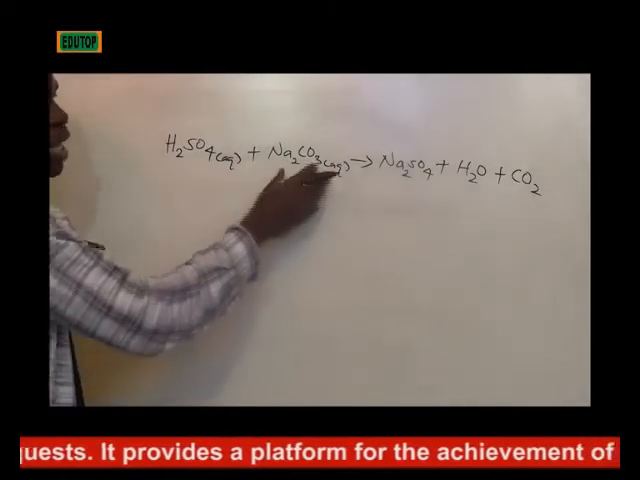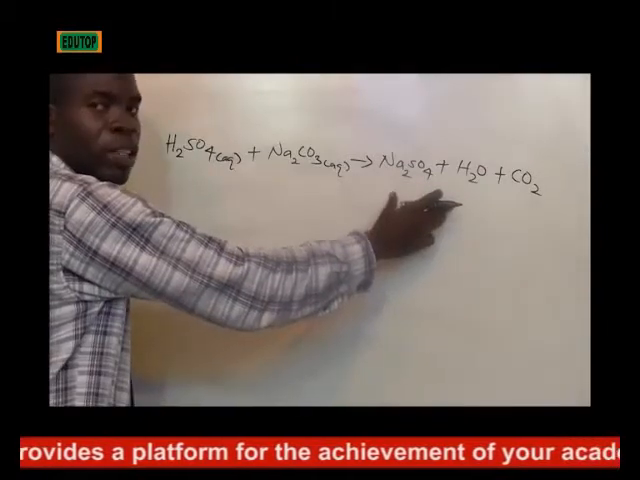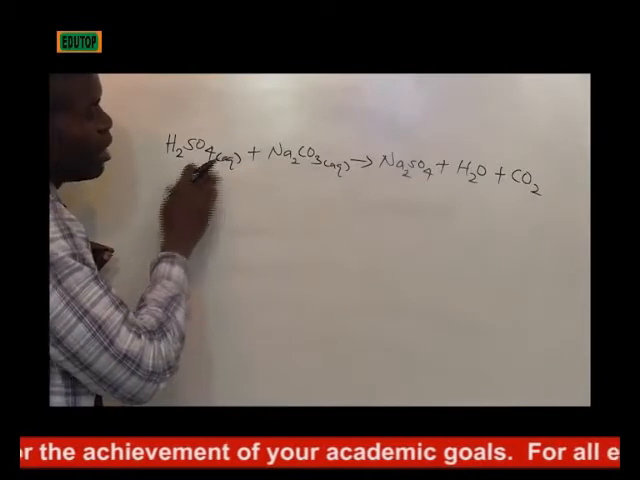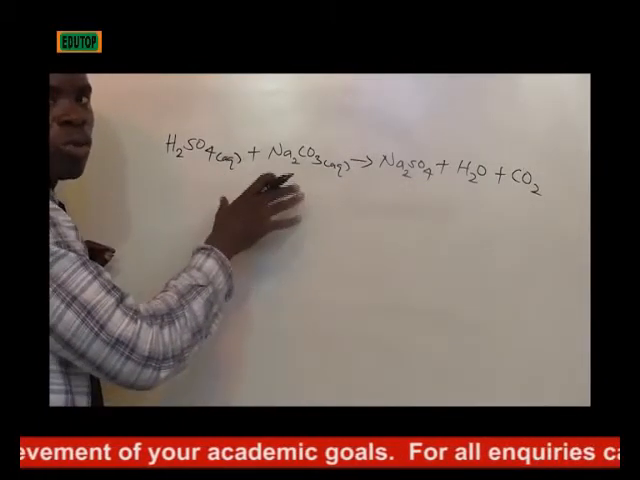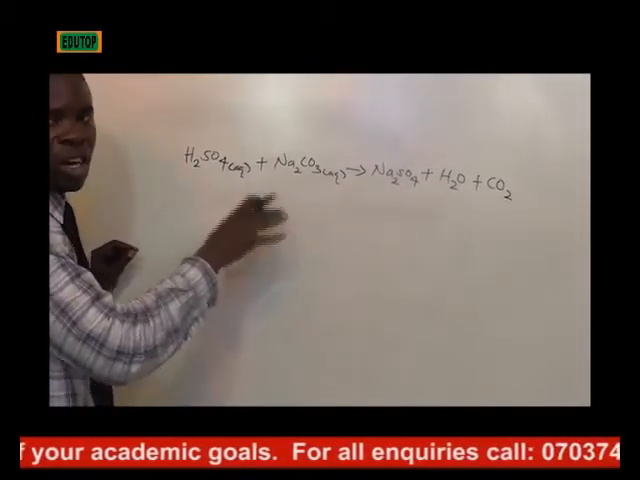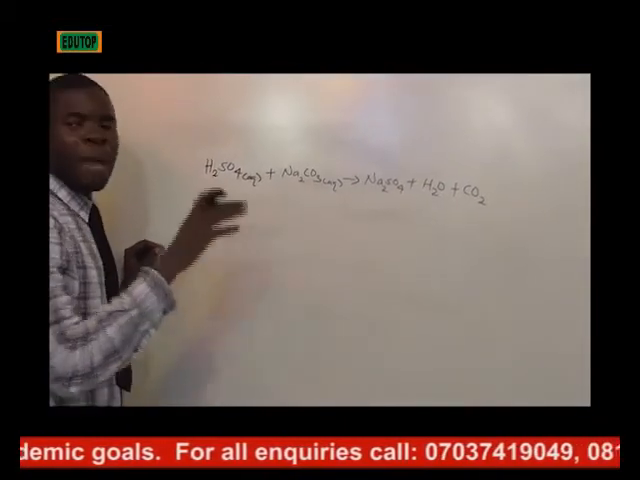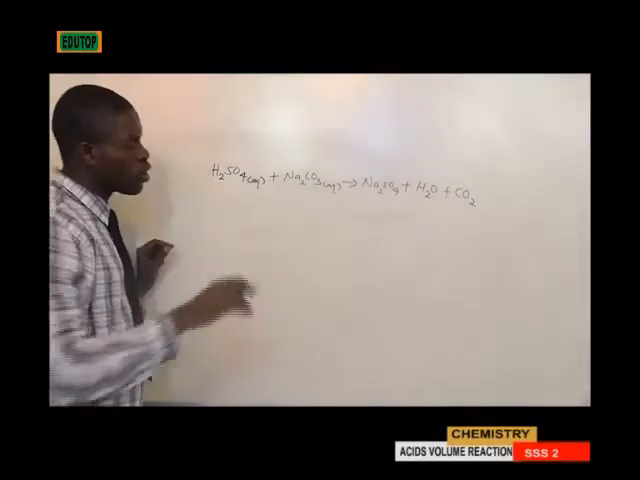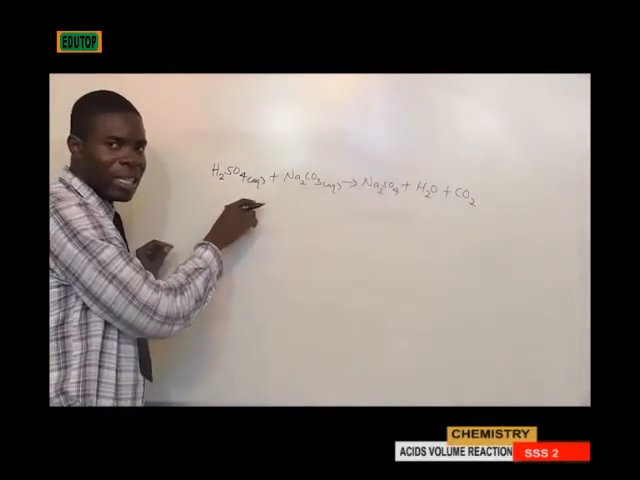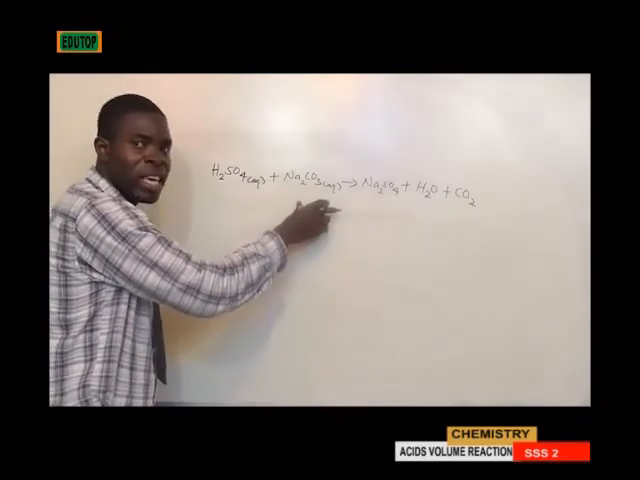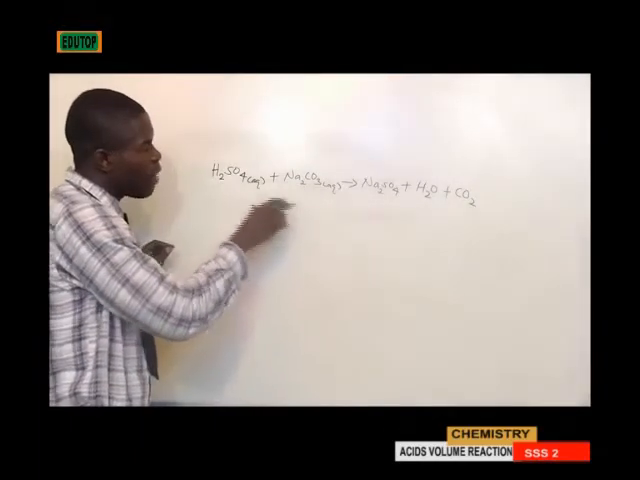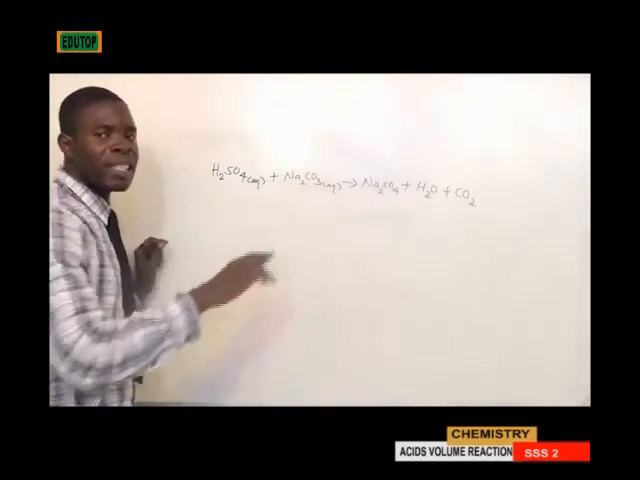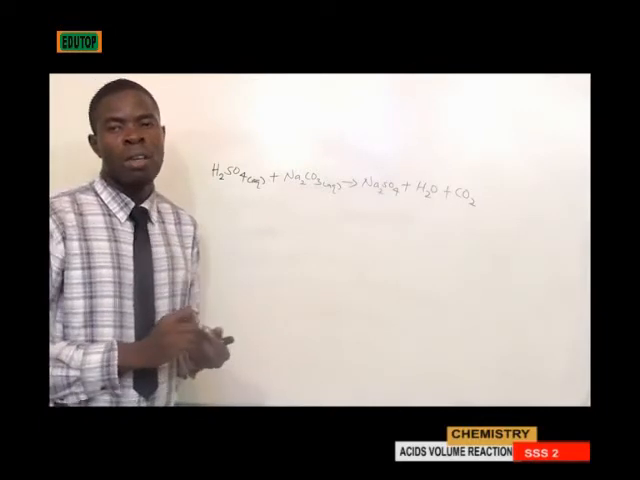This is an acid reacting with a base to give you this product. This is what we call acid-base reaction, which is also known as neutralization reaction. Why methyl orange is used as an indicator here is because you have a strong acid against a weak base. So whenever you have a strong acid against a weak base, you make use of methyl orange.